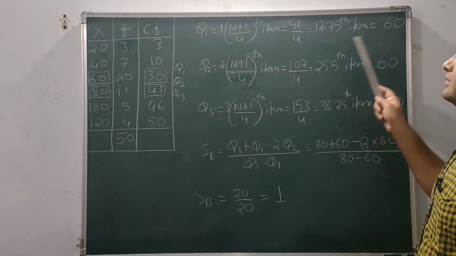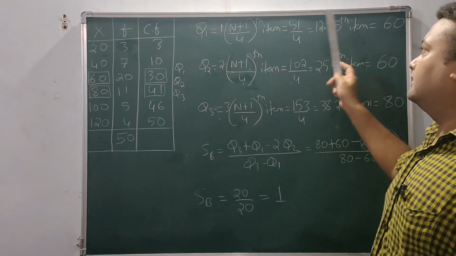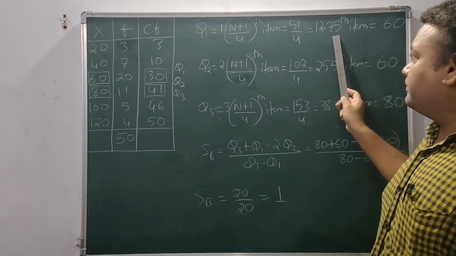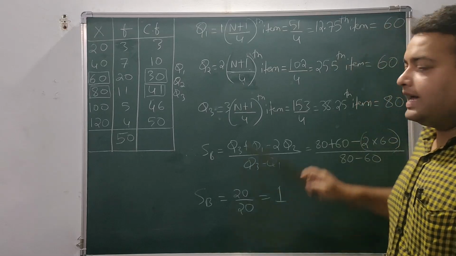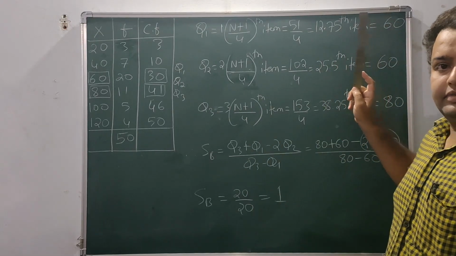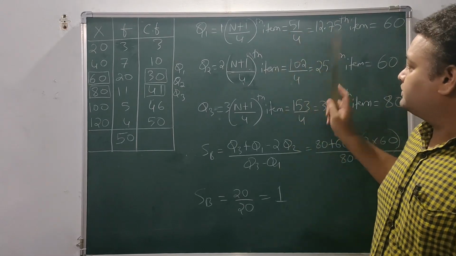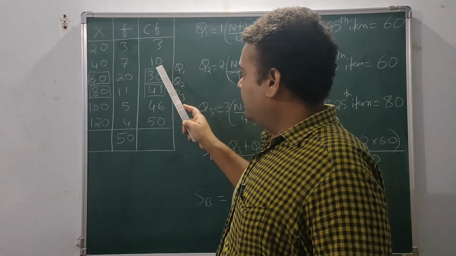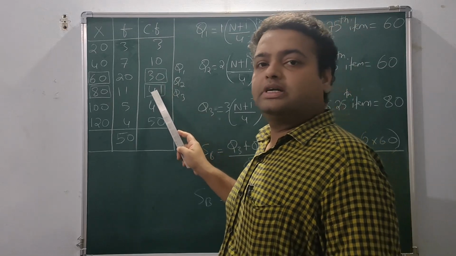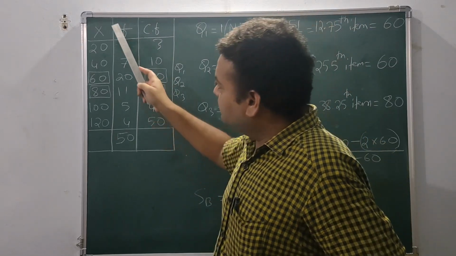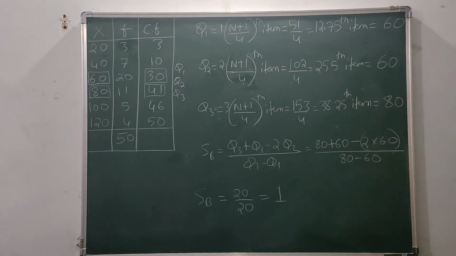Now this value gives us the location of our quartile, but it is not the value of our quartile. So we have to compare this with the cumulative frequency column. Any cumulative frequency equal to or greater than this number should be spotted, and the corresponding x value will be our quartile value. We don't have 12.75 here, but the next bigger number than 12.75 is 30, and the corresponding x value to 30 is 60. Hence the Q1 value is 60.